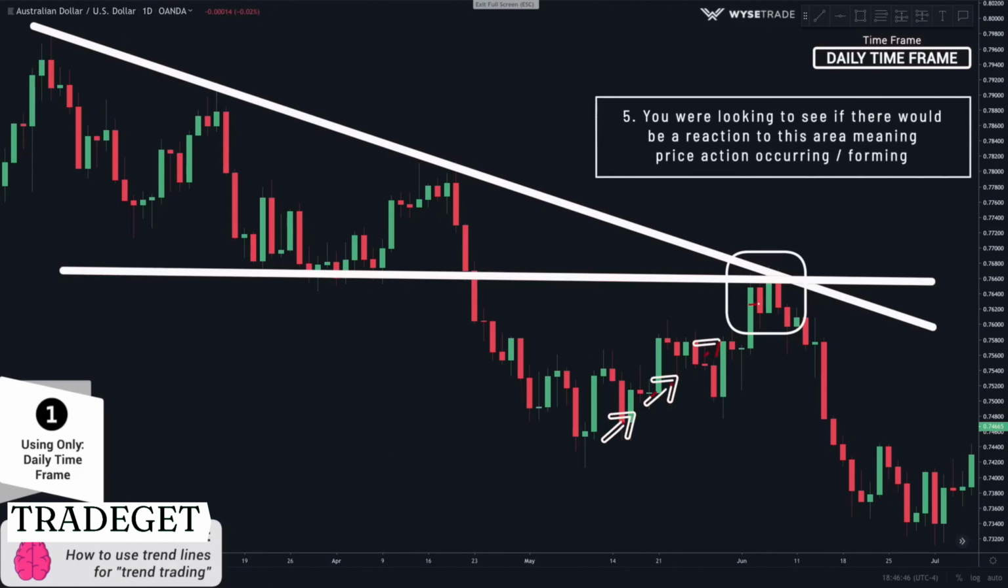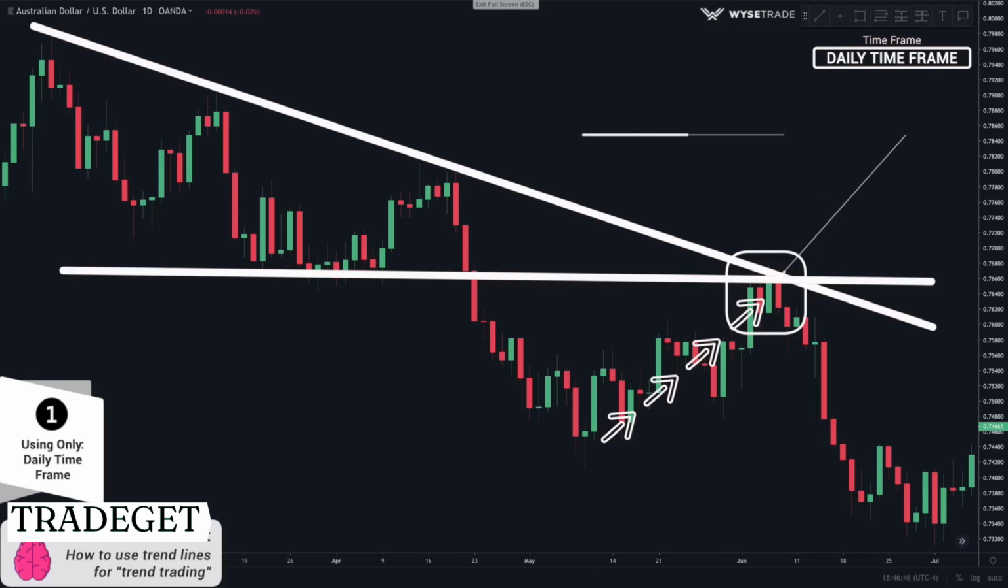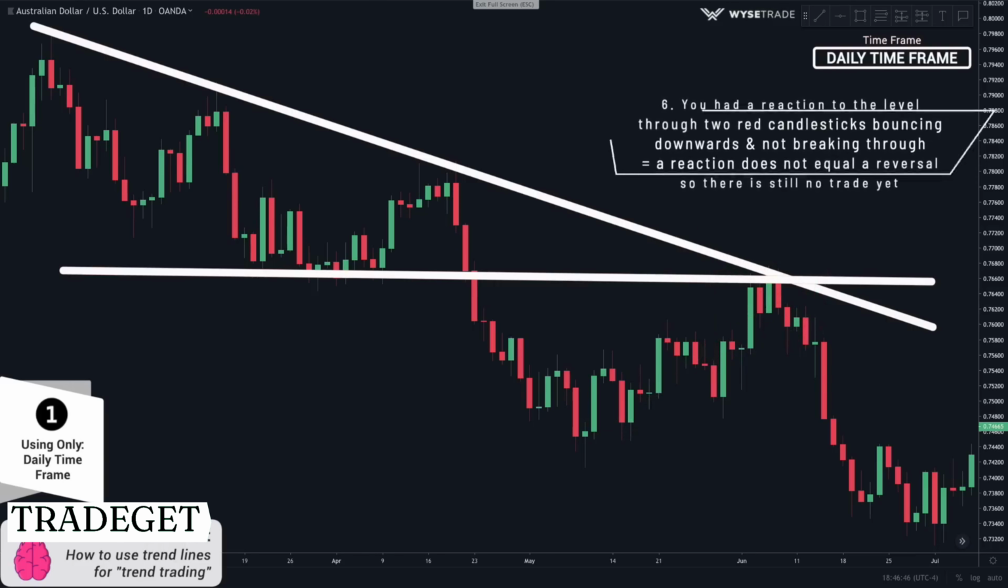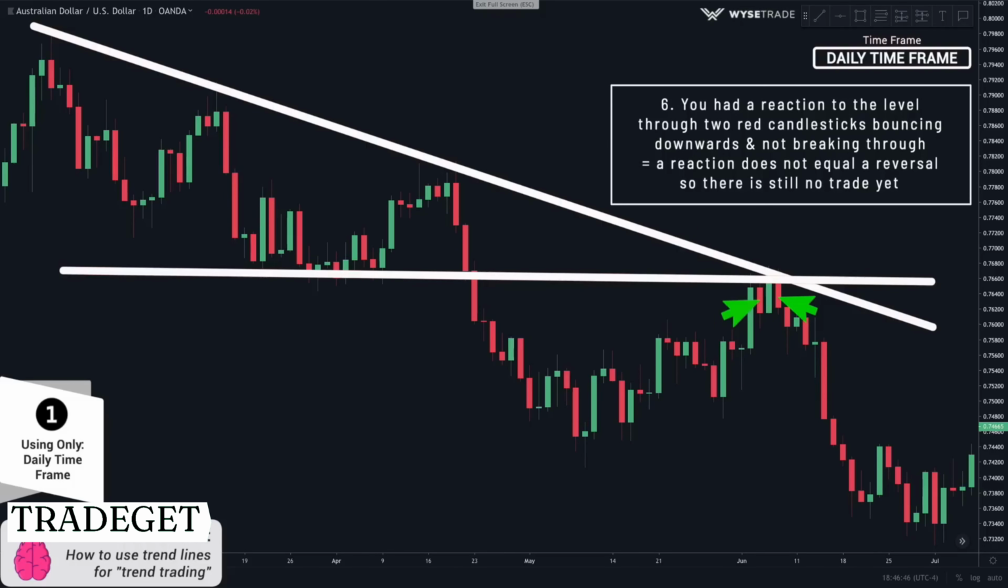Fifth, when price started to approach this area, since you had this area already identified, you were watching to see what price would do once it got here, aka price action. So you were probably thinking, why not just enter a trade short right away once price got to this access point? Again, as a reminder from past videos, it does not matter how good an area is. You do not enter trades blindly once price gets to these areas. You always wait for price action because price can easily blow right through. So you then had a reaction to the level through these 2 red candlesticks not breaking through and bouncing downwards.